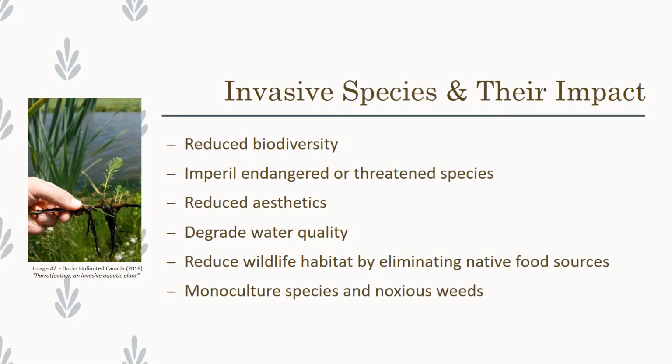The picture on the slide is showing an aquatic plant called parrot feather, and it is threatening wetlands in BC and eastern Ontario. This certain plant prevents the native aquatic plants from growing and suffocates wetlands.